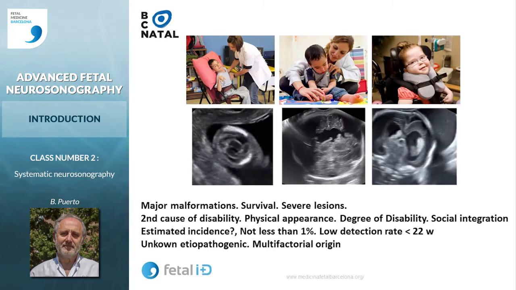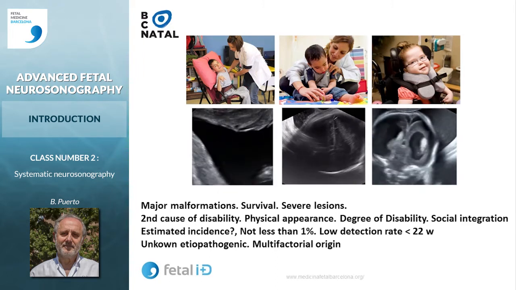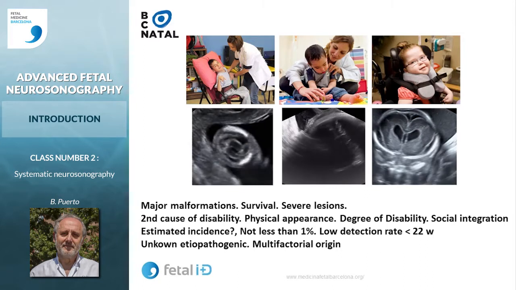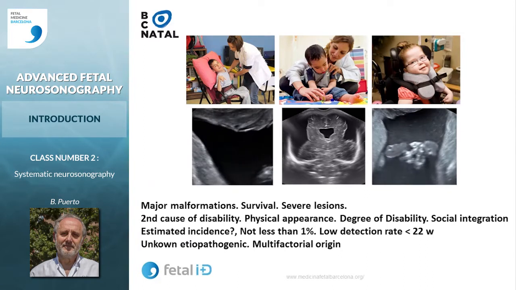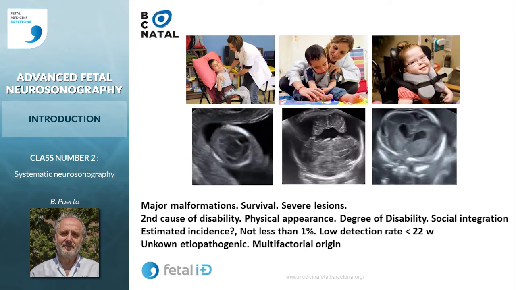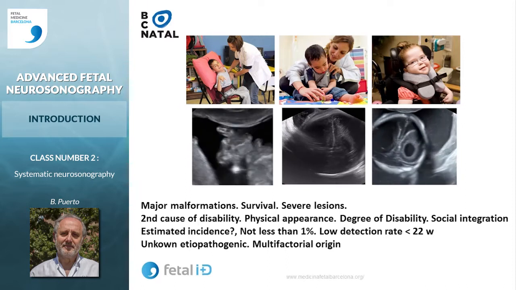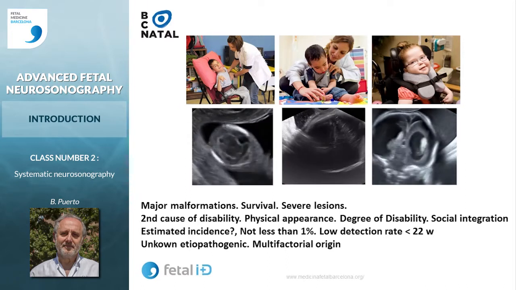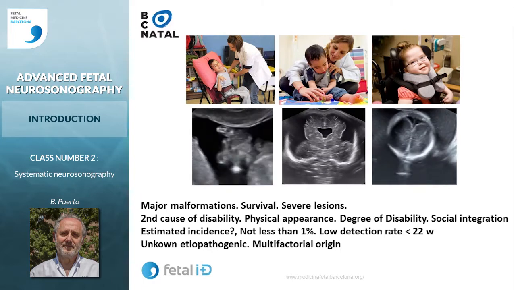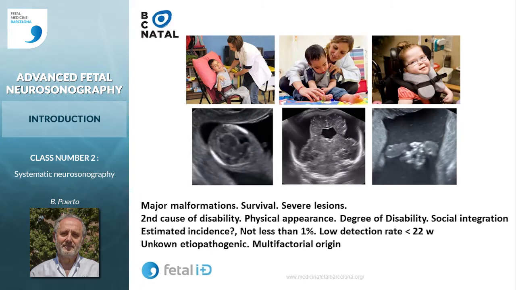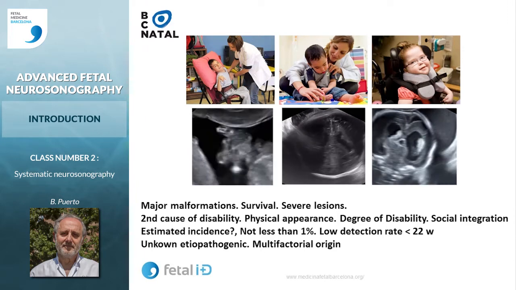The estimated incidence is unknown, because some of them start to show symptoms some years after birth, even in adolescents, but it is considered that it shouldn't be inferior to 1%. It is important to mention that although the detection rate of the major malformations is high, it is considered that the detection of all the central nervous system alterations before the 22 weeks is low.